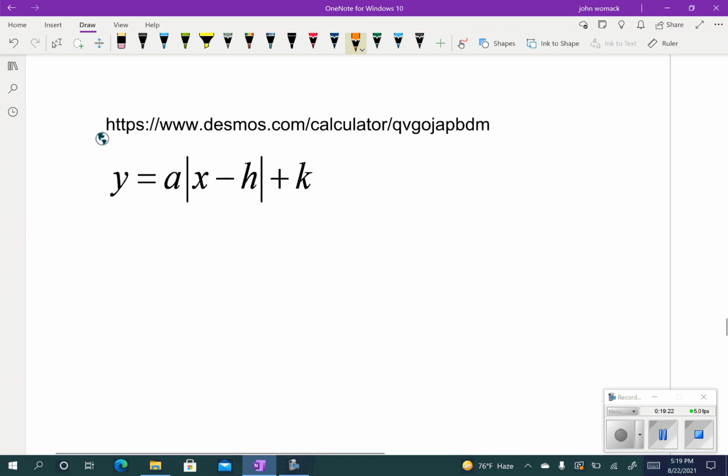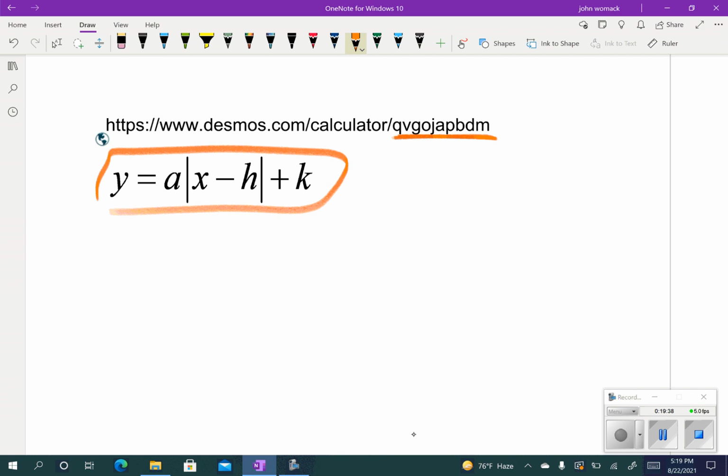Okay, so let's summarize all this. Actually, what I want you to do first is I have a little app here on Desmos. If you go online and type in www.desmos.com/calculator, then it has this code right here. It will take you to a function that looks like this, where you can change A, H, and K, and you can see what happens to the graph. So if you want to, pause this video, get onto that website and see what happens, then we'll come back and summarize it.